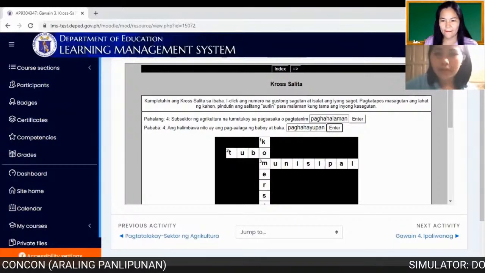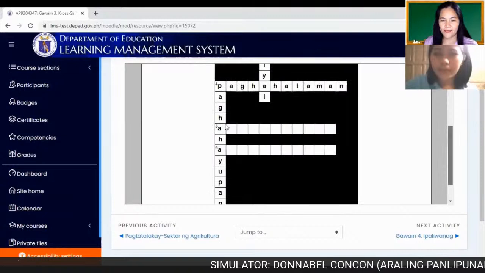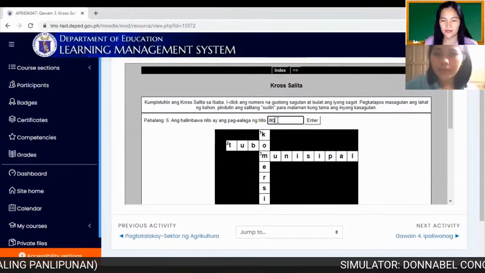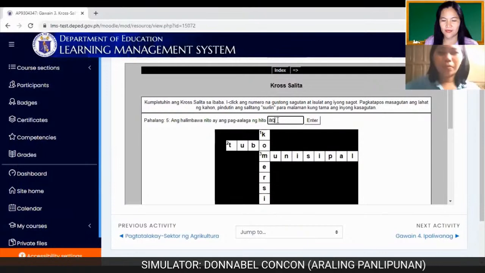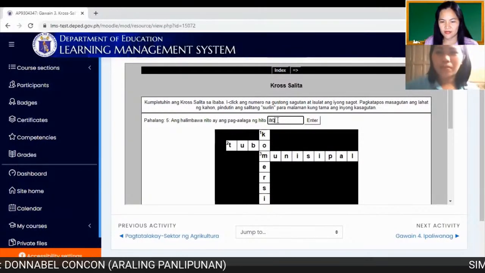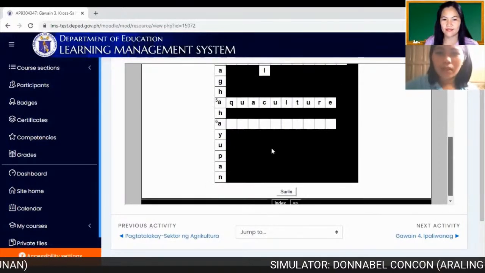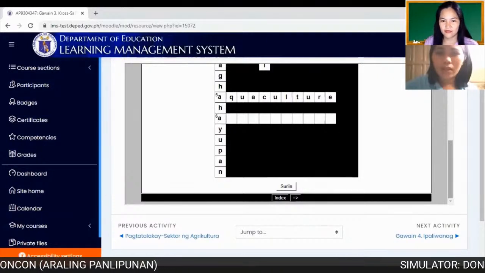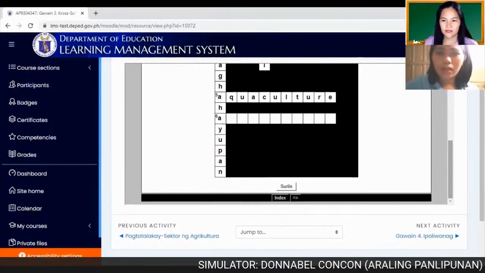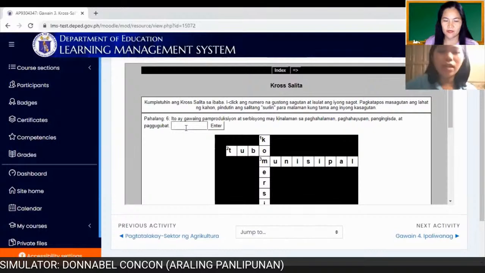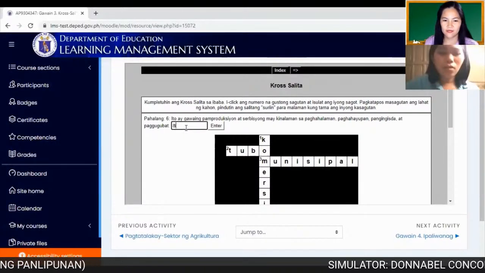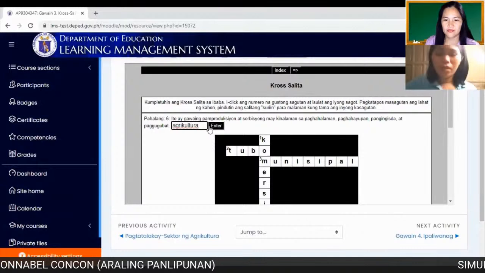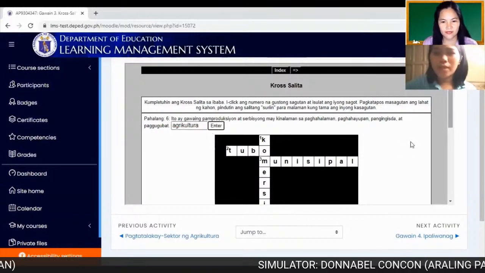Number 5. Panglimang bilang. Ang halimbawa nito ay ang pag-aalaga ng hito. Ang sagot ko po dito ay aquaculture. Ang huling bilang ay ito ay gawaing pamproduksyon at serbisyong may kinalaman sa paghahalaman, paghahayupan, pangingisda at paggugubat. So, ang sagot dito ay agrikultura. So, tapos ko na pong masagutan ang mga crossword.